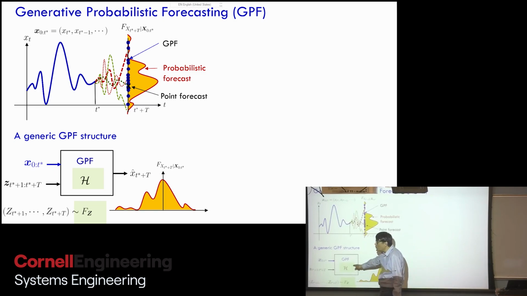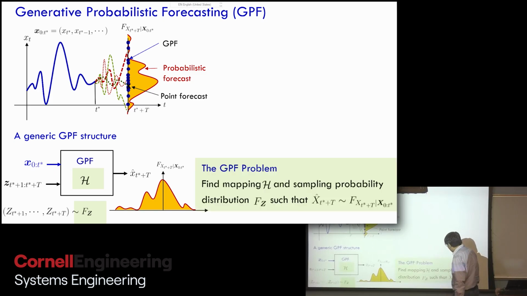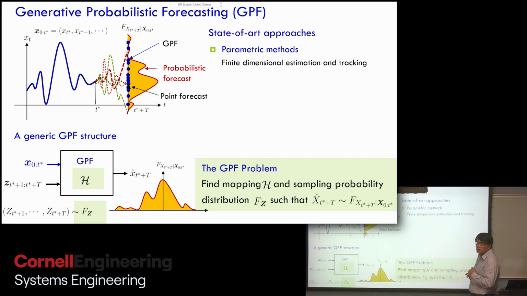You want to figure out what is the mapping, and take the past sample and some randomly generated sample, chosen from a certain distribution, so that what comes out here matches what it should be. Okay, so these two things are what we're looking for. So that's how I describe it: find the mapping H and sampling distribution so that what comes out has the correct conditional distribution. Okay, how do you do that?